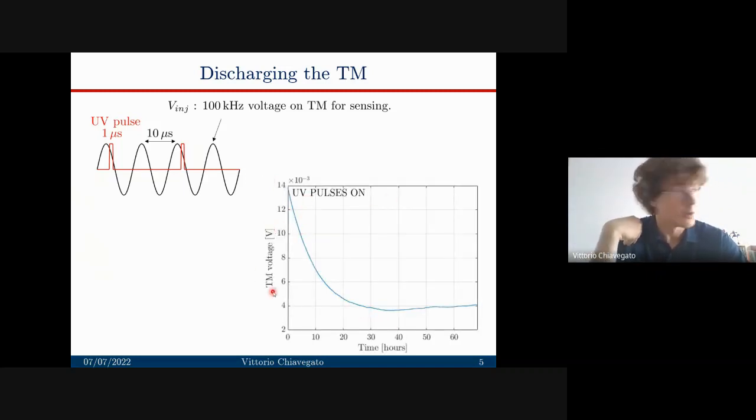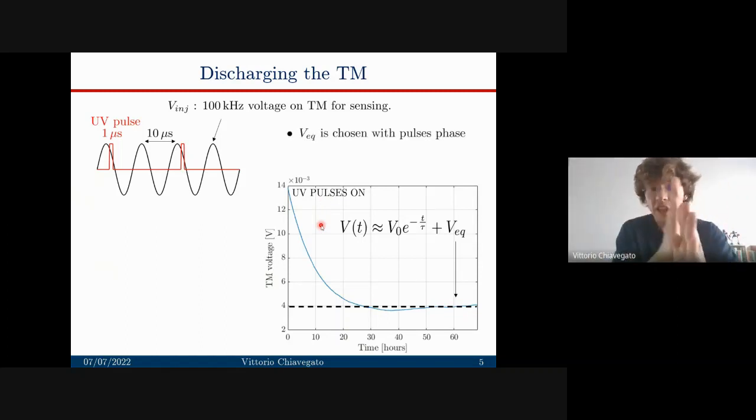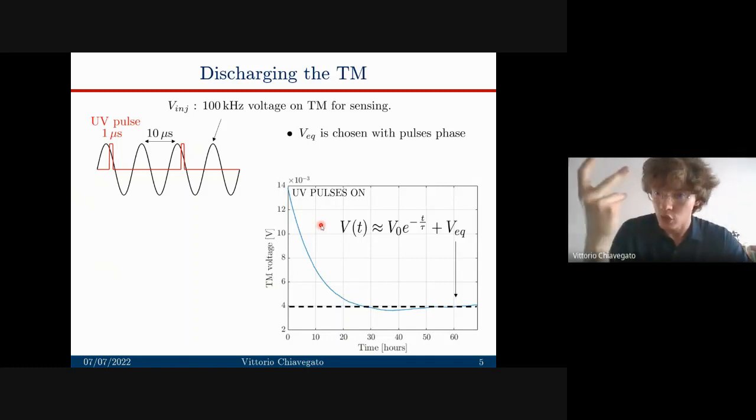Here you're seeing the voltage of the test mass as a function of time. It looks like an exponential decay, so we can describe it with this formula here. We can see that at some point we reach some kind of constant voltage, which we call the equilibrium voltage. This can be chosen by specifying the phase of the pulses with respect to the injection voltage. So we can choose this.